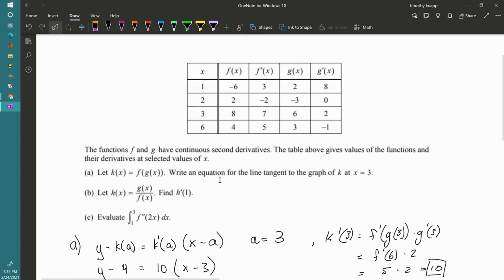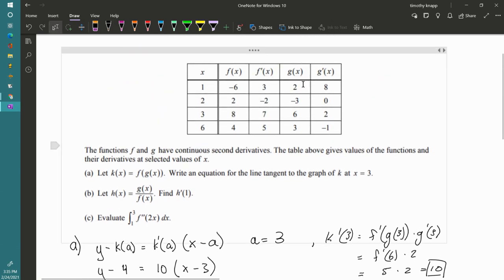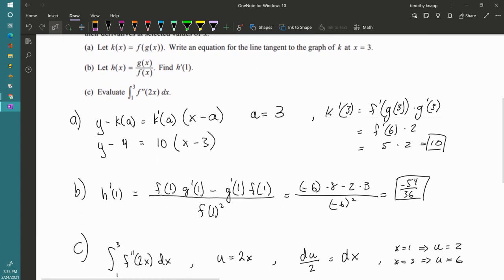And so you're just going to go ahead and get all those values up here. So it's -6, 3, 2, and 8. They get plugged into here.